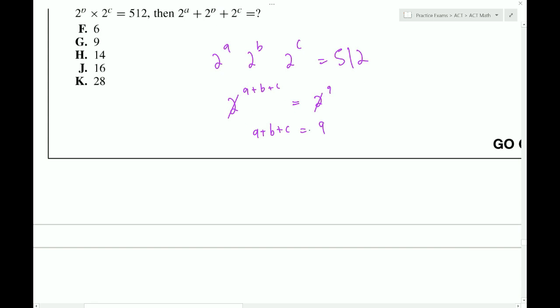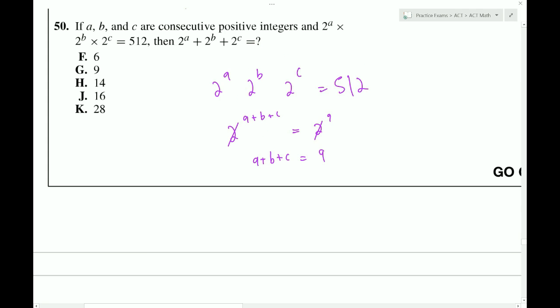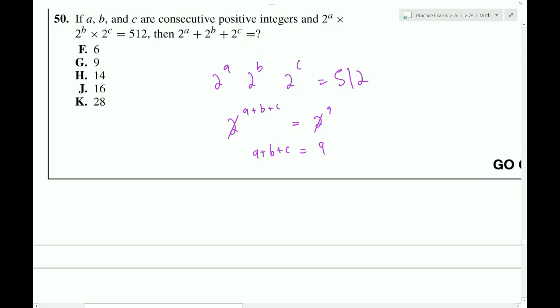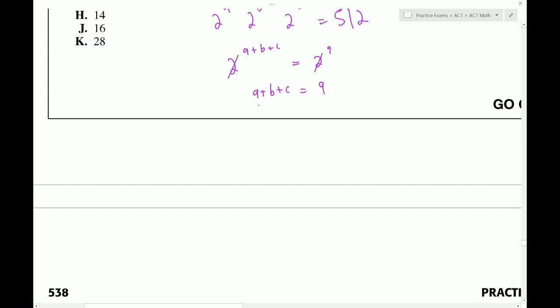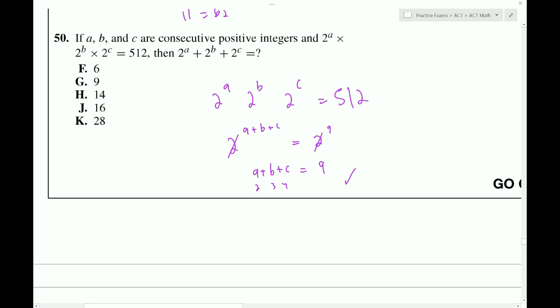Now, if you have 3 numbers that add up to 9 and they have to be consecutive, we can figure out what they should be. You could just try values, but 1, 2, and 3 doesn't work. What about 2, 3, and 4? 2 plus 3 plus 4 would be 7 plus 2 is 9. So that would work, right? So I found the values. Now I just have to plug in: 2 squared, 2 to the 3rd, 2 to the 4th.